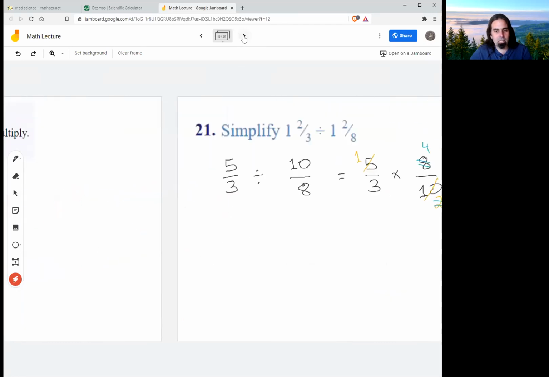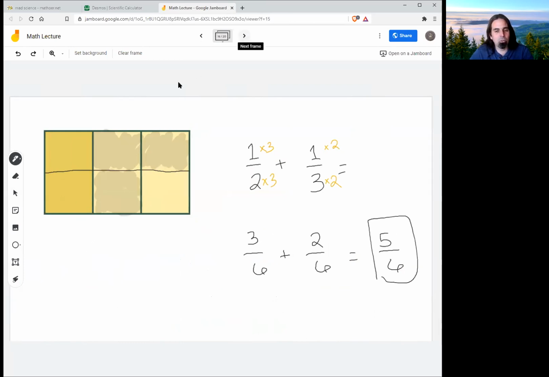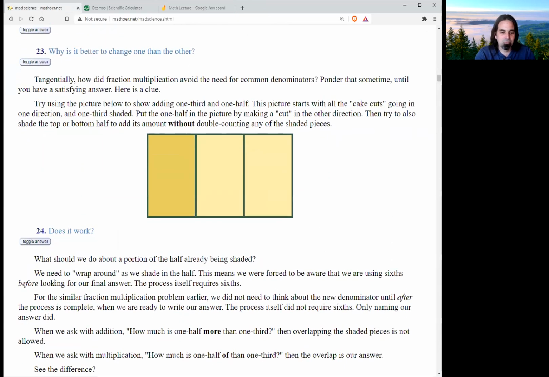But when you're adding, the fact that we're talking about 6 matters before the answer. We really need a common denominator. So again, you don't have to be able to explain that to curious people at coffee shops and cocktail parties, but you are smart. You deserve to know why we have common denominators.